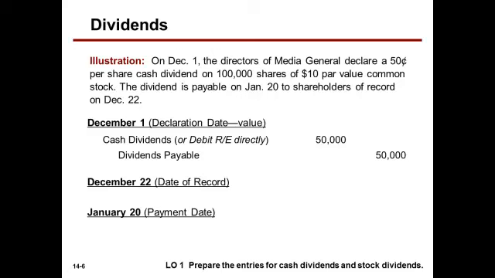December 22nd, date of record, determining who actually owns the stock as of that date. No journal entry is made. Simply a determination of who owns the stock. January 20th, the payment date. Dividends payable is decreased with a debit, and cash is decreased with a credit. The cash dividend is paid.